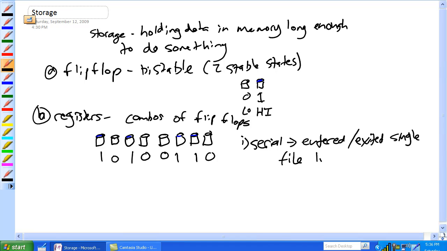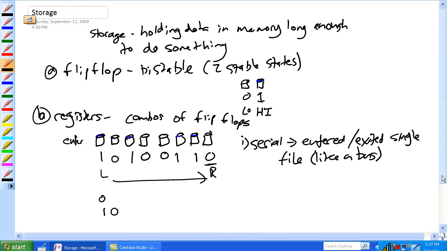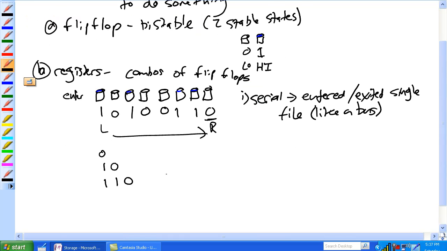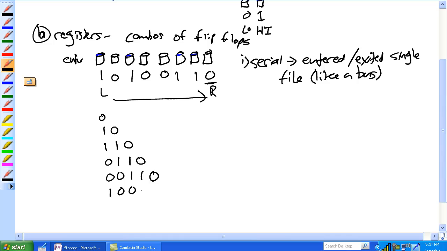Your book calls it like a bus. You're getting on the bus. So basically, let's start moving from left to right. And this is the enter right here. So this combo, 10100110, is going to enter with this one first, so it'll be 0, then it's going to push over 1, push over 10, 0110, 00110, 10010, 010110, until the whole thing is stored.